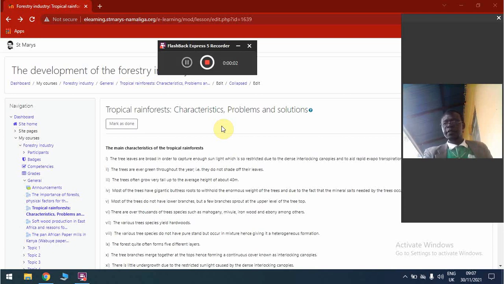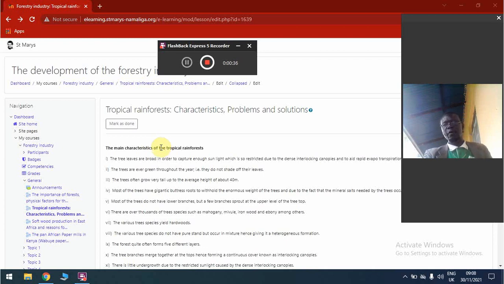Hello, good morning students. In our today's lesson, we shall look at the main characteristics of the tropical rainforests. Then we shall also go ahead to look at the problems experienced in the process of exploitation of the tropical rainforests. Then lastly, we shall conclude with the solutions which are in place to handle the problems affecting the exploitation of the tropical rainforests.